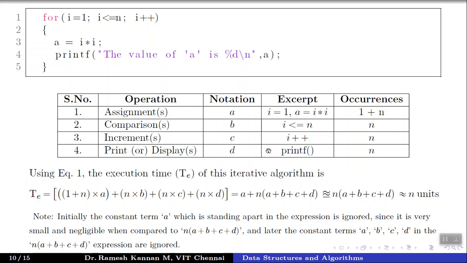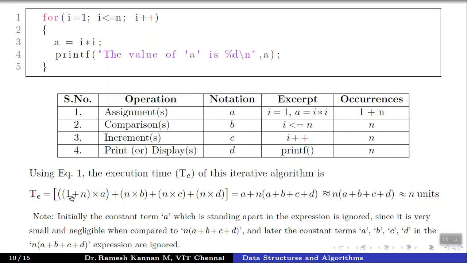We'll use that to find the total elapsed time or execution time of this algorithm using our empirical relation. Here, instead of n into a, we have 1 plus n into a, and n into b, and n into c, plus n into d. So we have put that in the formula.